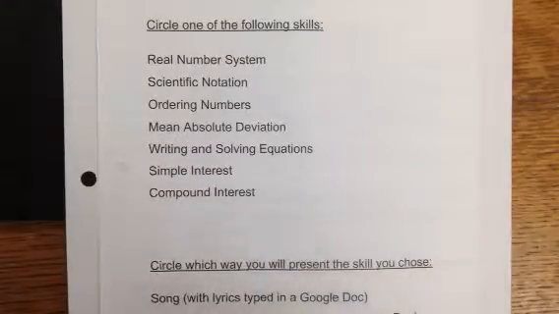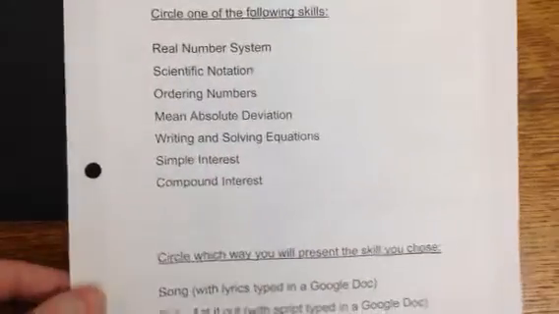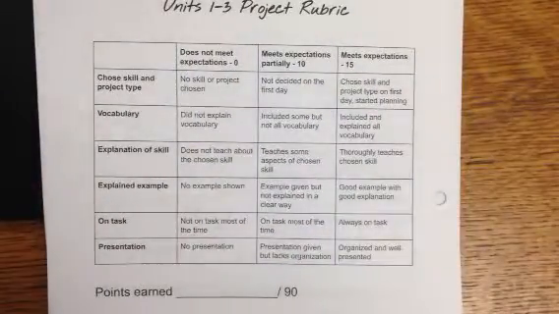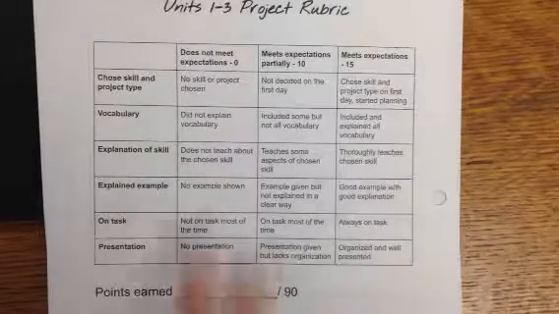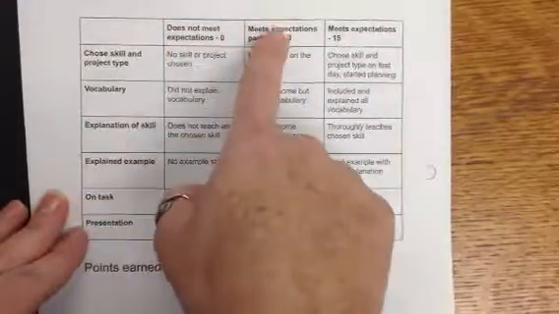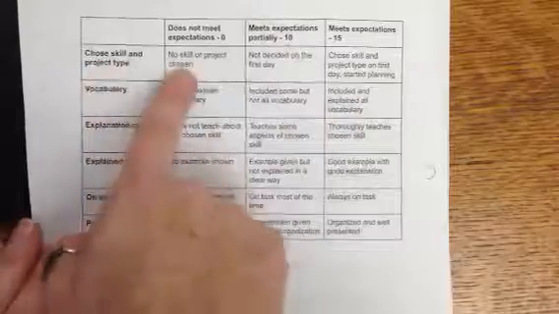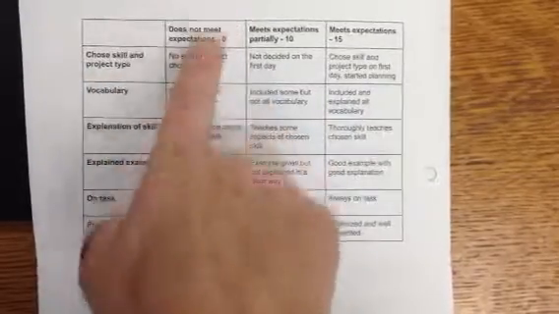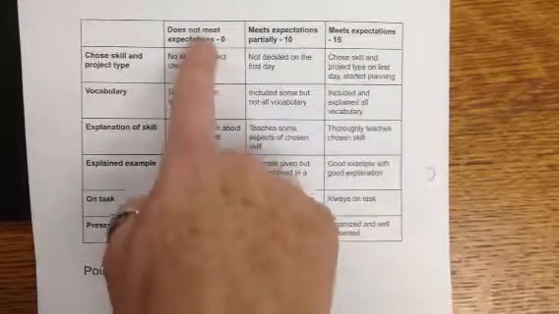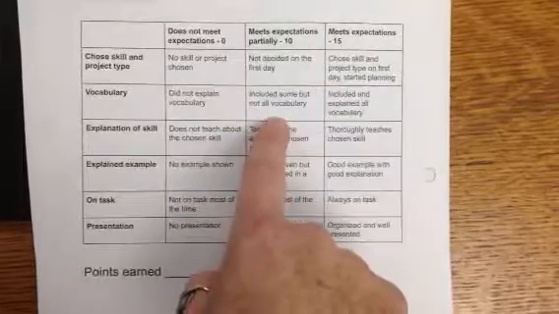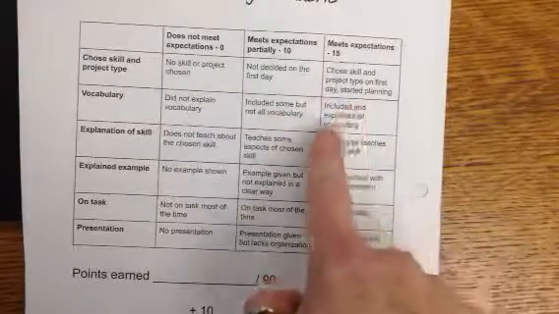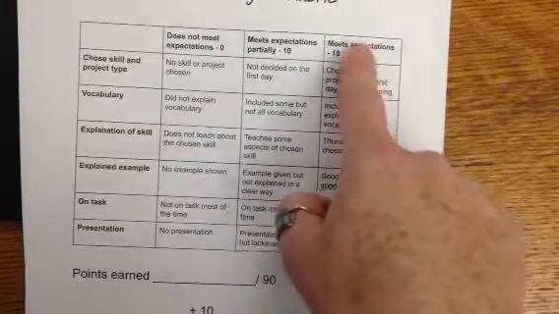Now whenever you're ready to start working on your project, you're going to look at the back. So this is the rubric. So whenever you get stuck and you don't know what you should do next, you're going to look at this rubric, and you can see the points for each thing at the top. So if you don't end up choosing a skill or project, you don't get any points, okay? And then it tells you, if you didn't do your vocab, you're not getting any points. If you did some of the vocab but not all, you're going to get 10 points. If you put all of the vocab and explain them all, you get the maximum of 15 points.